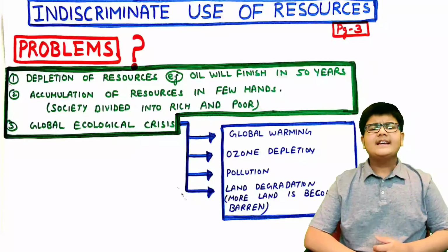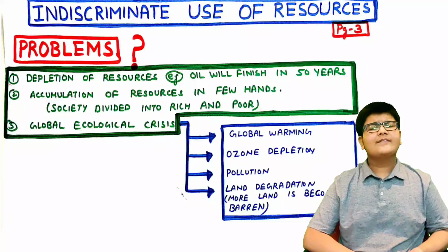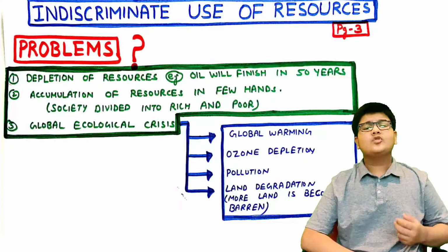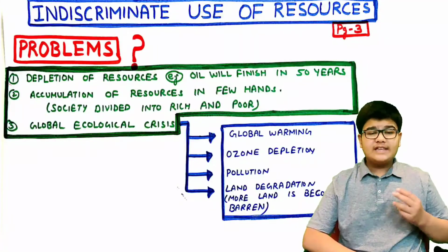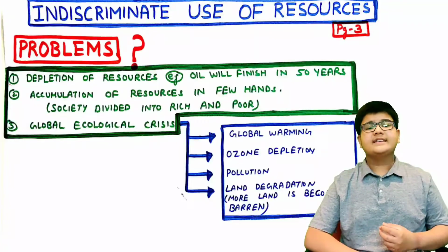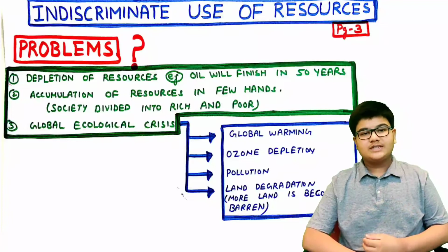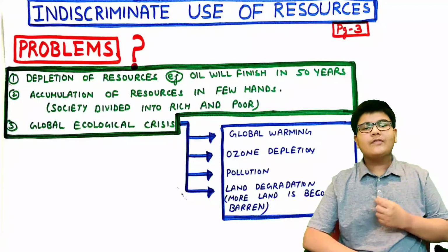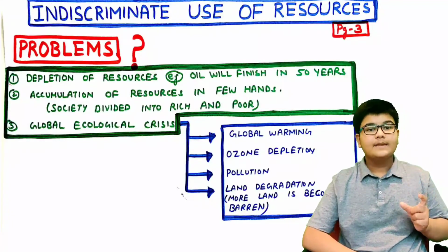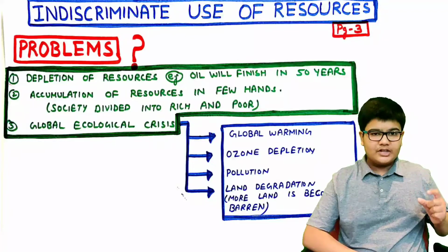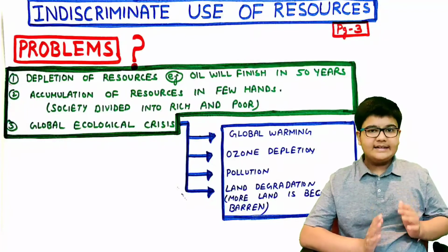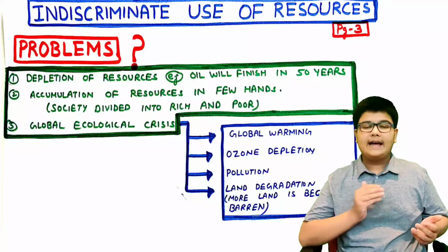Now human beings consider resources to be free gifts of nature and they are using the resources without thinking. Now this indiscriminate use of resources results in a lot of problems. For example, first, depletion of resources. Second, accumulation of resources in a few hands. Now due to this accumulation of resources, the society is divided into haves and have-nots.